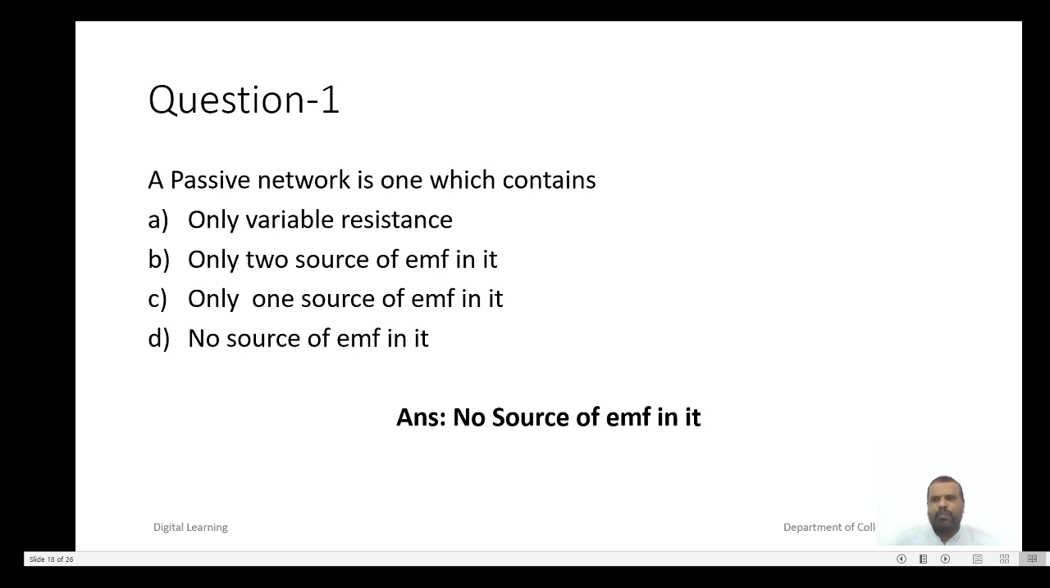Question number 1. A passive network is one which contains: A. Only variable resistance, B. Only two sources of EMF in it, C. Only one source of EMF in it, D. No source of EMF in it. The correct answer is no source of EMF in it, because the passive network contains only resistors, capacitors and inductors.